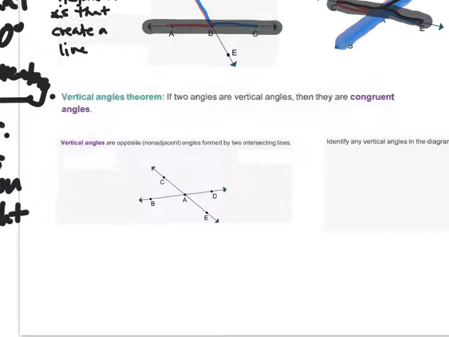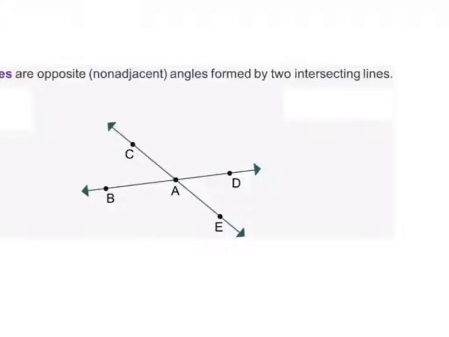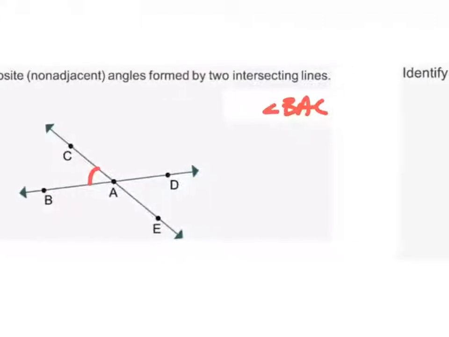Now, we have this thing called the vertical angles theorem. If two angles are vertical angles, then they are congruent angles. Vertical angles are opposite, non-adjacent angles formed by two intersecting lines. So angle BAC, this angle here, is across from angle DAE. Both of those are congruent, and they are vertical angles. They are across from each other. That's what vertical angles mean.